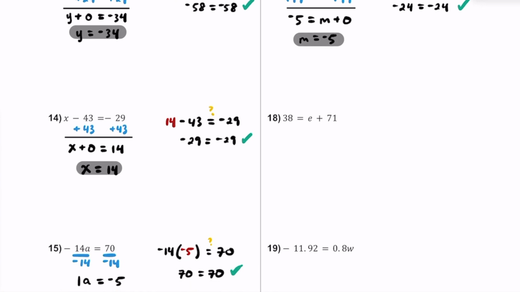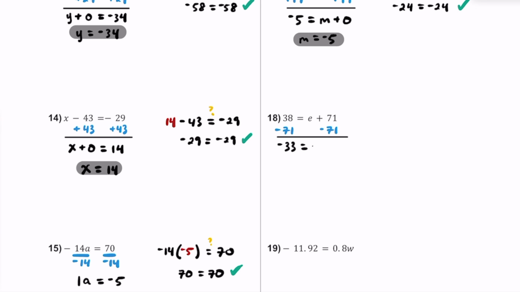Moving on to number 18, we have 38 is equal to e plus 71. If we're trying to figure out what e is, how do you get rid of a plus 71? You would use the subtraction property of equality and take away 71 from both sides. If you take 38 and take away 71, you could think about that as 71 minus 38, and then make it negative. That should be negative 33 on the left side. If you need to write it out, feel free to do so.